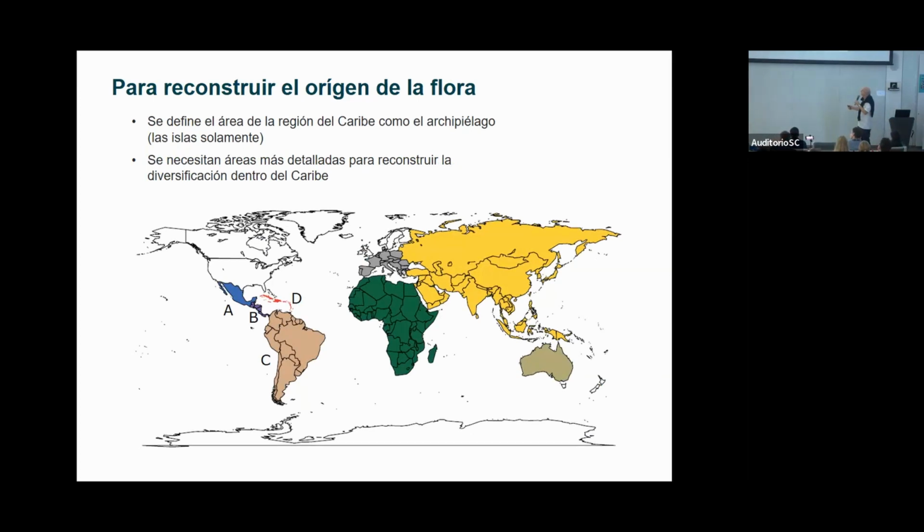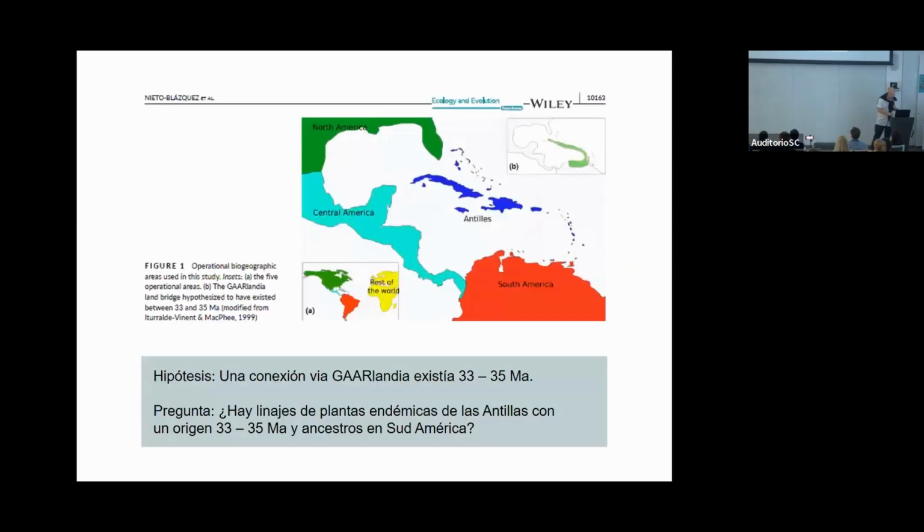Here are the Caribbean islands. The question also certainly is, what is the Caribbean biogeographically? And where did all the ancestors come from? There have been various hypotheses through time, and I think one of the most important ones is the GAARlandia hypothesis. I think Santiago showed this land bridge in his presentation in the evening also, which was assumed to have been there at the end of the Eocene.